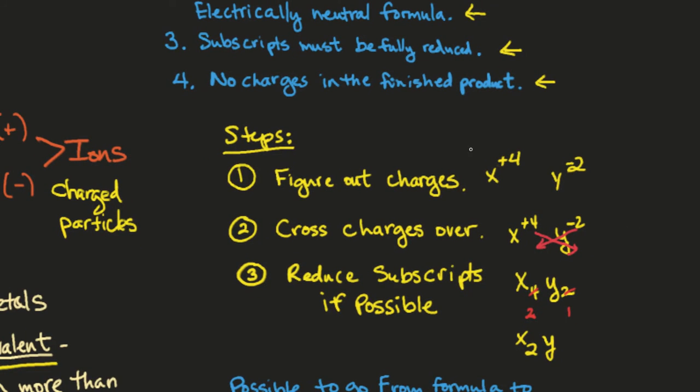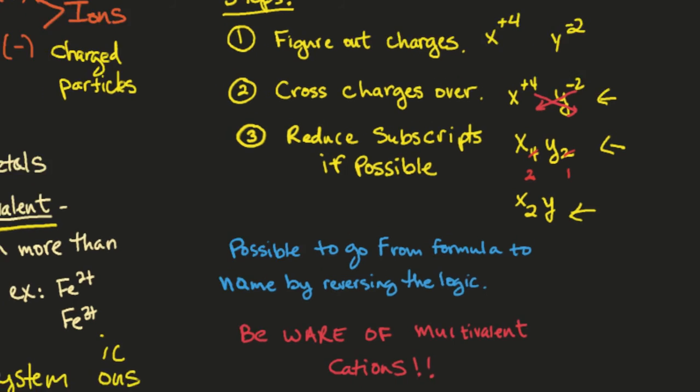So what are the steps? First, you're going to need to figure out the charges. Either use the column fact or the multivalent. Sometimes in the multivalent it gets a little bit more complex, but I'll show you some examples of that and you'll understand how to deal with that. Cross the charges over, then reduce, and then you're done. That's your ionic compound. Okay?